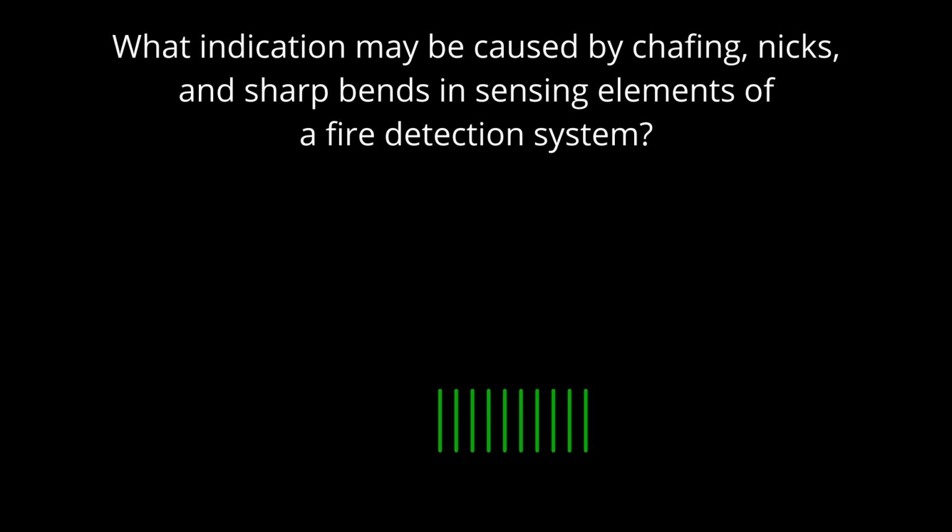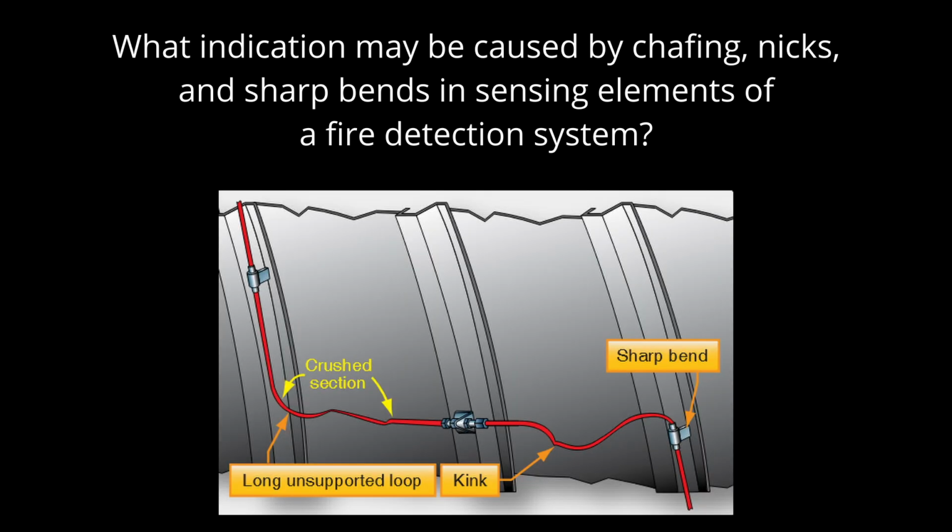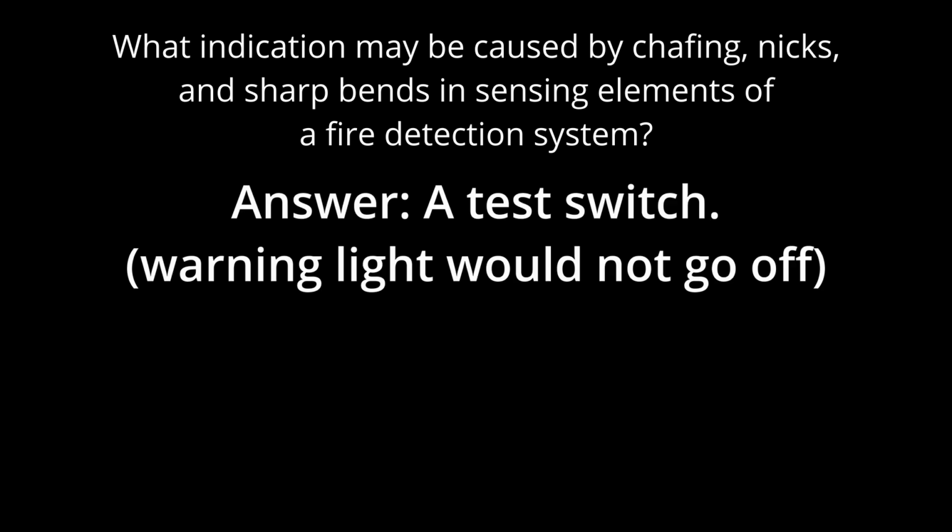What indication may be caused by chafing, nicks, and sharp bends in sensing elements of a fire detection system? Is there a test switch? Test switch, that's right. What it does is simulate heat in that tube, and if it can't do that, then it would be inoperative, and the warning light wouldn't go off.